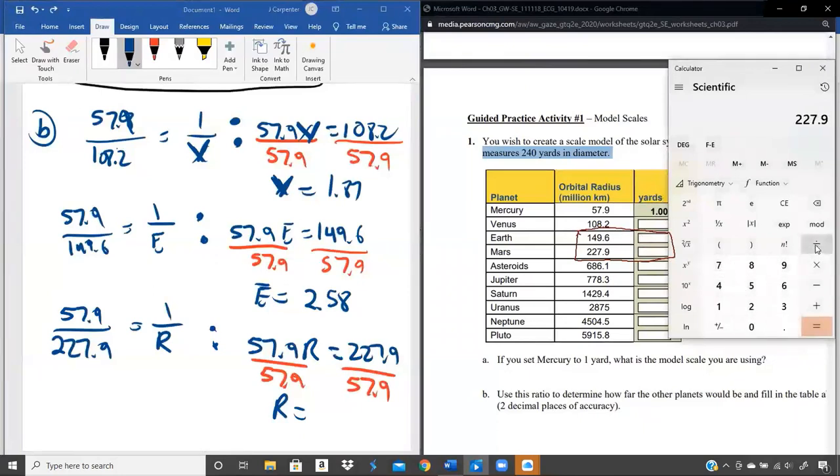All right, so 227.9 divided by 57.9, and we get 3.93, which is further than Earth was, but it's not some extravagant number. 3.94, actually, if we round appropriately. So 3.94 yards.